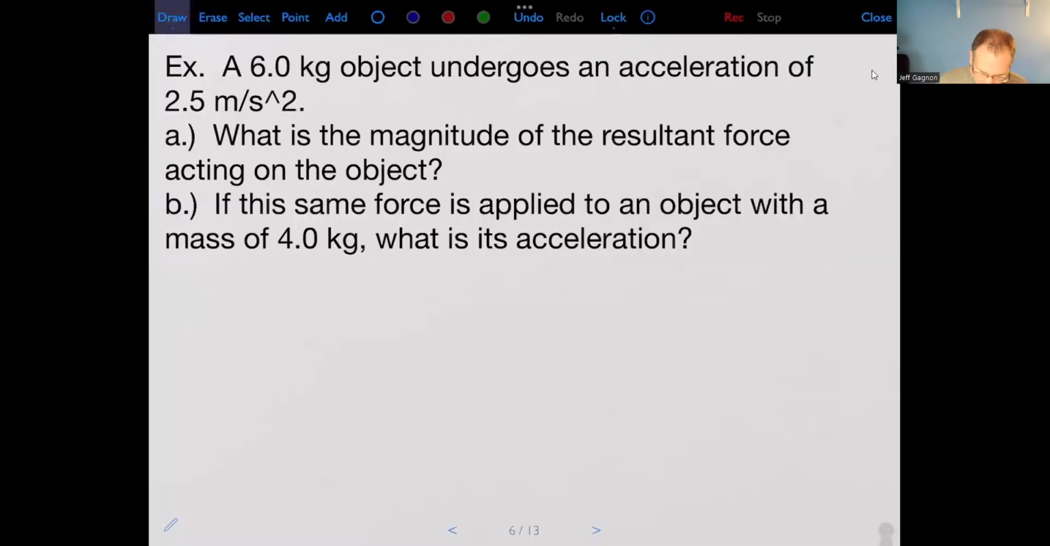Okay, so in this first example, you're told a 6.0 kilogram object undergoes an acceleration of 2.5 meters per second squared. What is the magnitude of the resultant force acting on the object? And then if the same force is applied to an object with a mass of 4.0 kilograms, what would be the acceleration? Okay. So let's draw a picture here. So here's my object. There's going to be some applied force, some net force. I'm just going to draw it acting to the right.